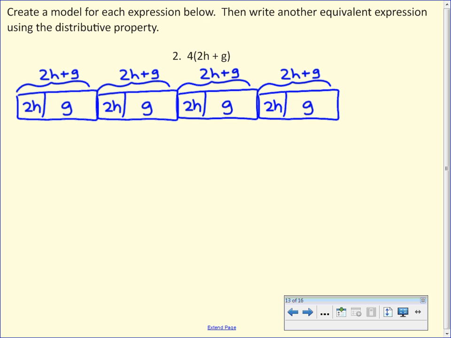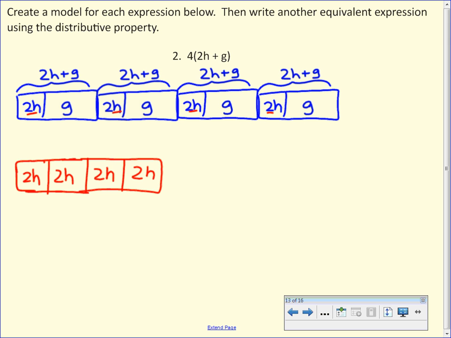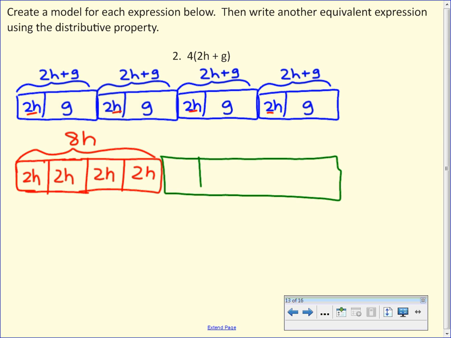But I'm going to rearrange it now. I'm going to take all my 2 H's and put them together. I want them to all be about the same size. So how many H's do I have? 2, 4, 6. I have 8 H's. And then, notice how my models are about the same size.